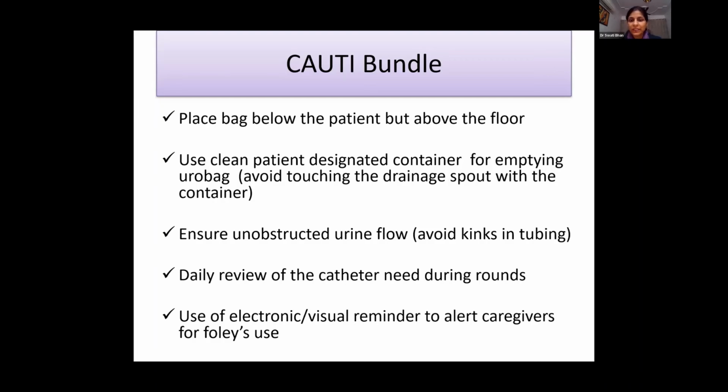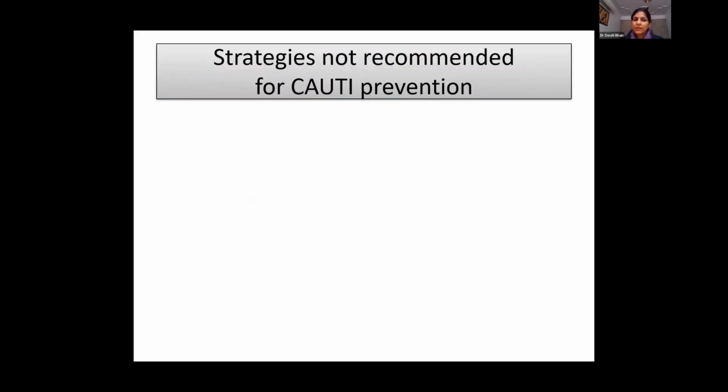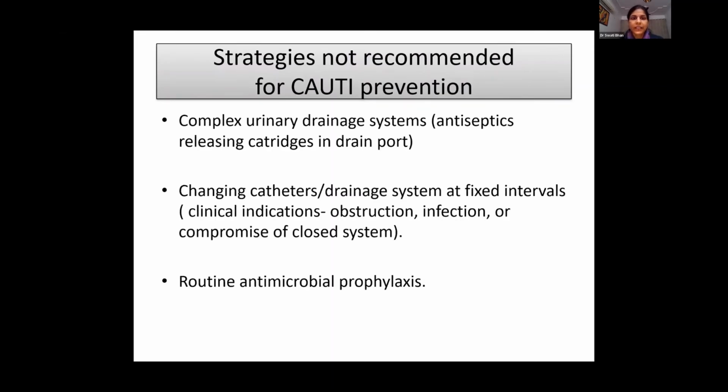Use a clean, patient-designated container for emptying the urobag. Ensure unobstructed urine flow. Avoid kinks in the tubing. Daily review of the catheter during rounds is again very important. And when we think that the catheter is no longer required, it should be removed. Then use an electronic or visual reminder to alert caregivers that Foley's is in place and it should be cared for.